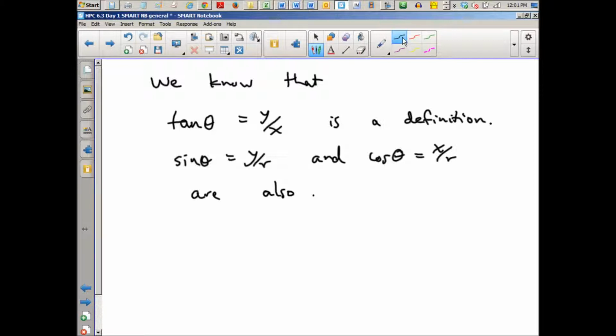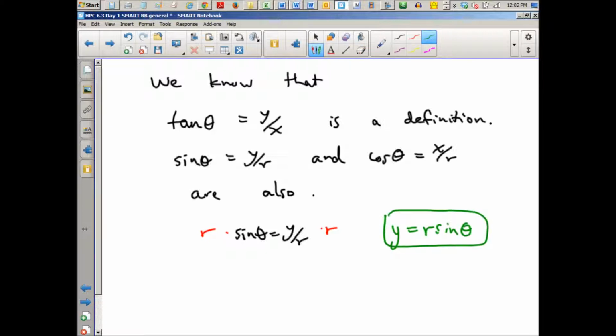So I'm going to take sine theta equals y over r, and multiply both sides by r. And I'm going to write it this way instead: y equals r sine theta. Y equals r sine theta. You will use that 1,000 times this year, and probably 500 times in calculus.